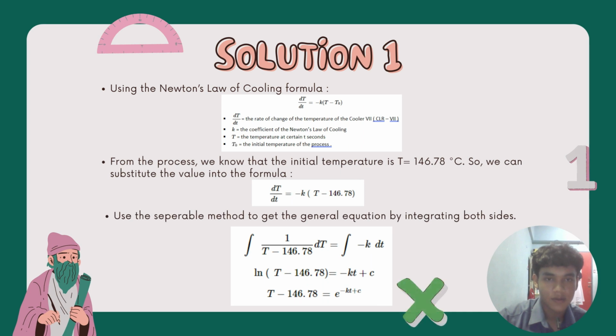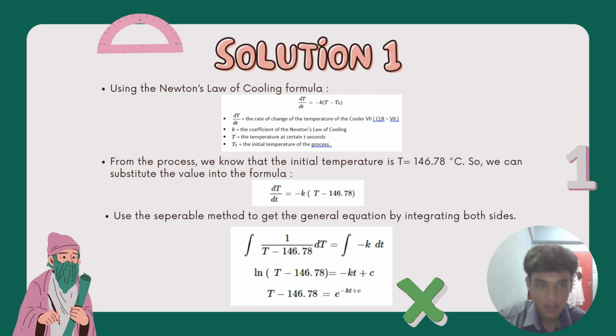Assalamualaikum warahmatullahi wabarakatuh. My name is Muhammad Faik Hamzi bin Abdul Aziz and I will present solution 1. Here we go. Using Newton's law of cooling formula, which is dT, temperature, over dt, time, equals negative k in bracket T minus T naught.